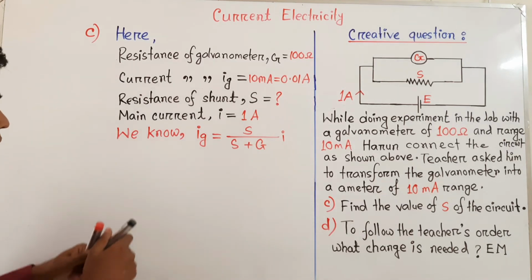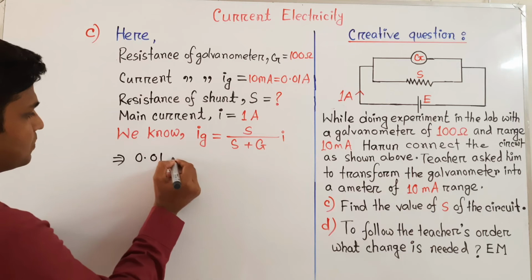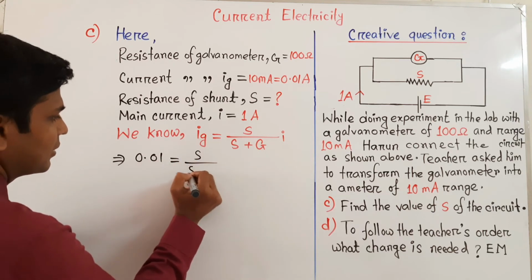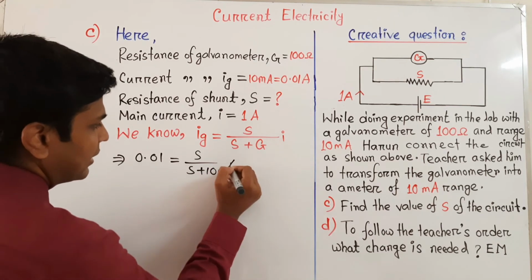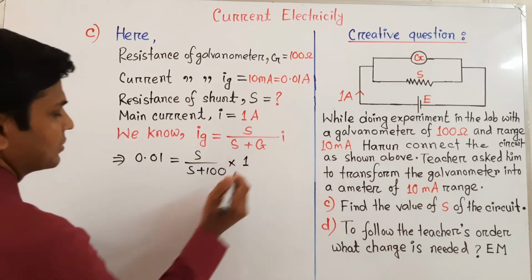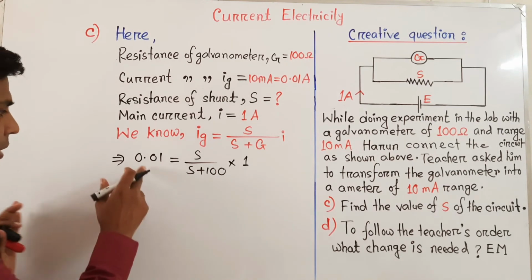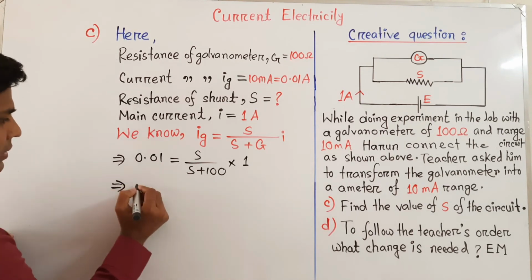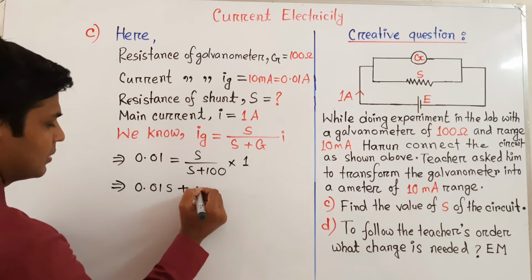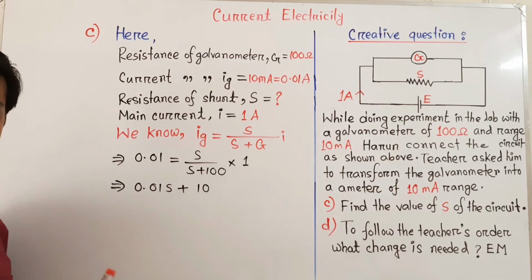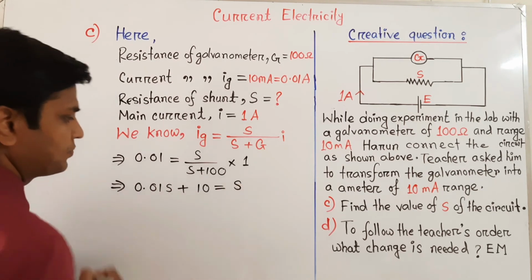So let's put in the values. The value of Ig is 0.01. S is not given, and the value of G is 100. And the main current is 1 ampere. So if we divide 0.01 by 1, the answer will be 0.01. Now if we cross multiply, we can write 0.01 into (S plus 100) equals S, that is 0.01 S plus 1. If you multiply 0.01 with 100, the answer will be 1, equals S.